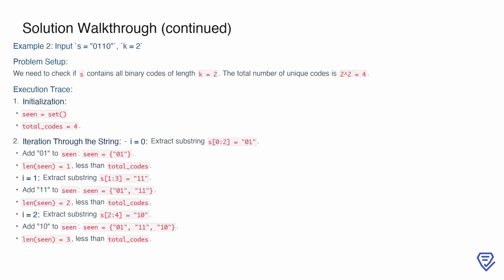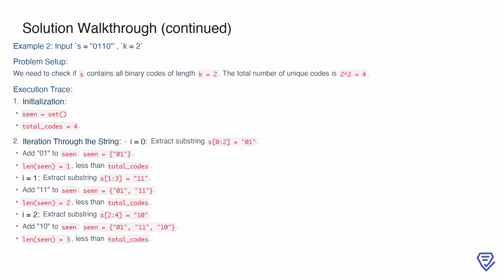In this second example, the string is s equals 0110 and k equals 2. Again, we need to determine if the string contains all binary codes of length 2, with total_codes equals 2 squared equals 4. We initialize an empty set seen to store the unique substrings of length 2, and we set total_codes to 4. The iteration begins with i equals 0, where we extract the substring s[0:2] equals 01 and add it to the set, resulting in seen equals {01}.